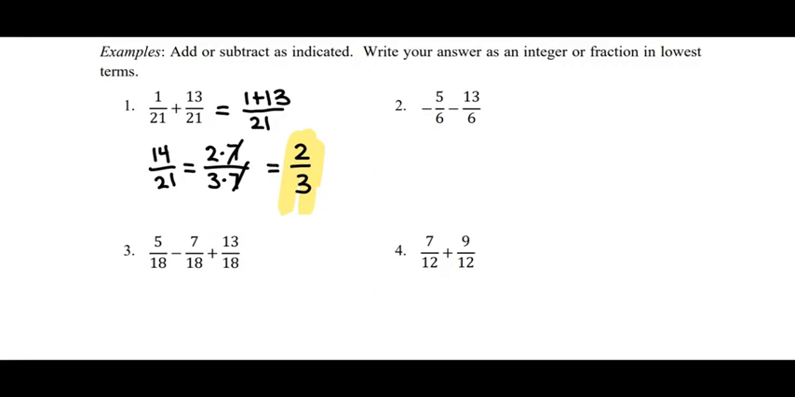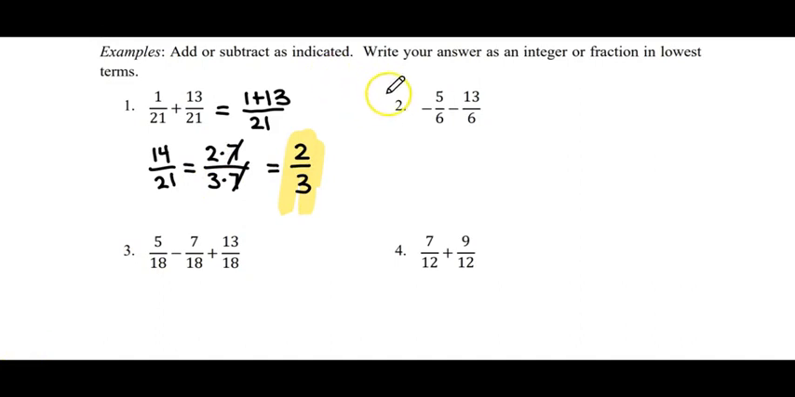All right, again, just to review what we did in this problem, we added the numerators, 1 plus 13 to get 14. We kept the denominator, which stayed as 21. And then we reduced to lowest terms by recognizing that 14 is 2 times 7 and 21 is 3 times 7, meaning that 7 goes into both of these numbers, twice into 14 and 3 times into 21. So we wind up with the final answer as 2 over 3.